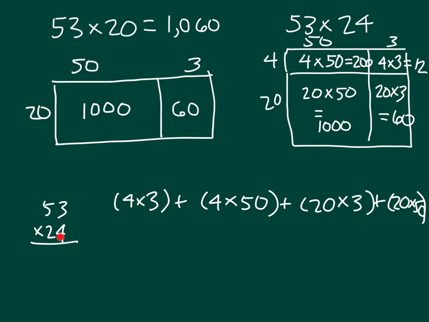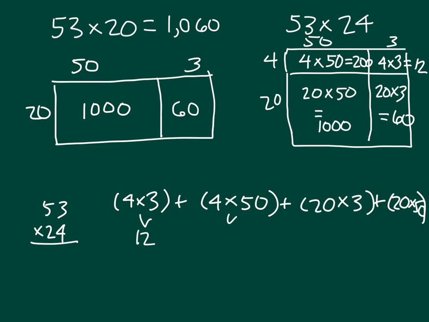We first took 4 times the 3, then we went 4 times this 5, which is worth 50. Next we looked at the 2, where this 2 is worth 20, that's why it's 20 times 3. And then this 2 here, which is still worth 20, times the 5, which was worth 50, and that's why we wrote 20 times 50.